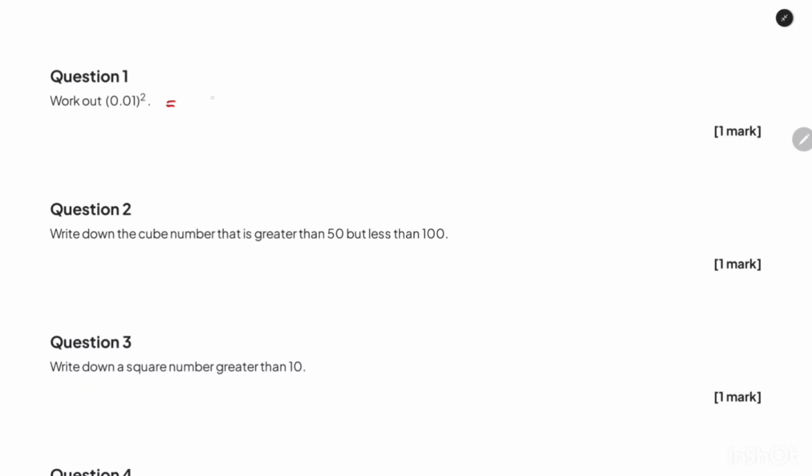So 0.01 can be written as 1 by 100, right? And we want to find the square of it, which is according to the indices rule. In the division, you can give them separate powers, right? And 1 squared is 1 only, and 100 squared is 10,000. In decimal, which can be written as 0.0001. So 0.01 squared is 0.0001.